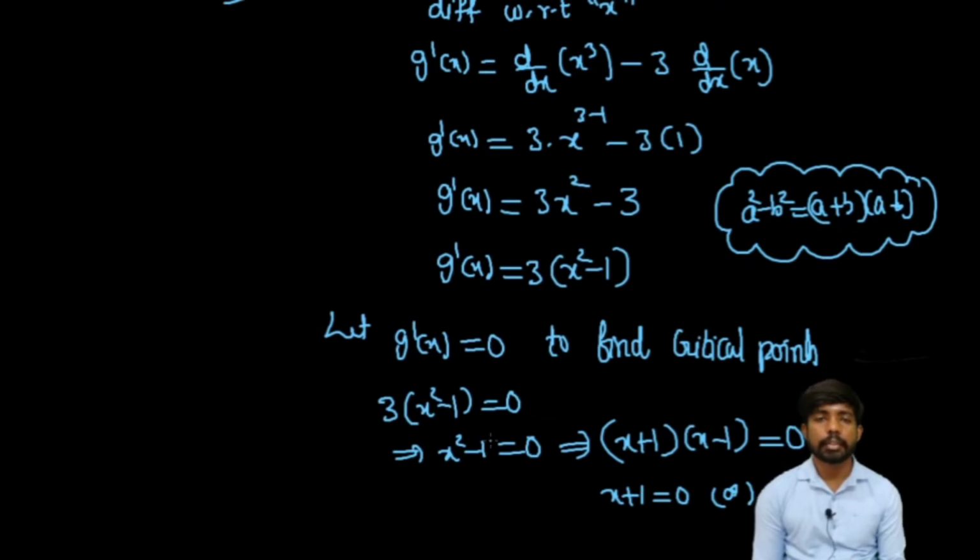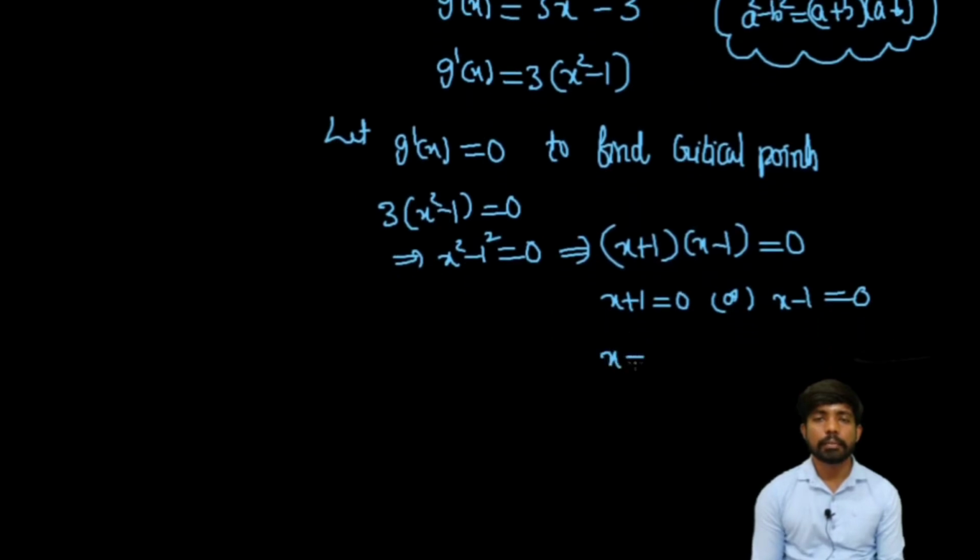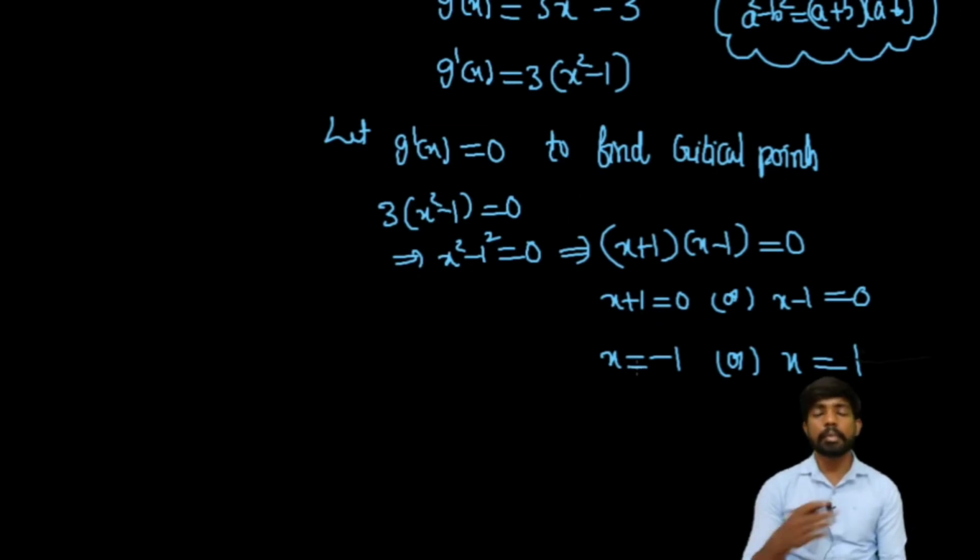Here x square minus 1 can be written as x square minus 1 square, so the formula applies. The values are x is equal to minus 1 or x is equal to plus 1. We don't know whether x equals minus 1 is a point of minima or maxima, and the same for x equals 1.